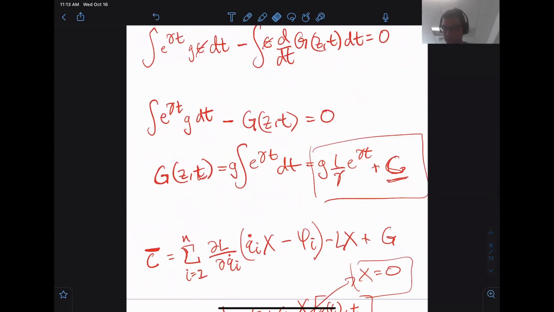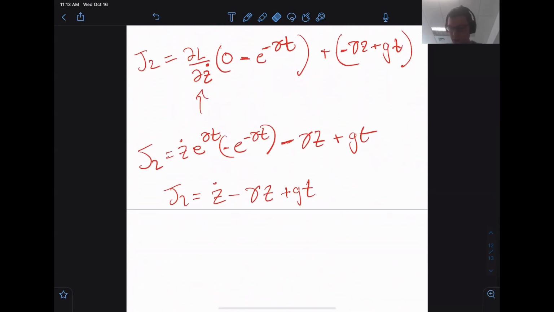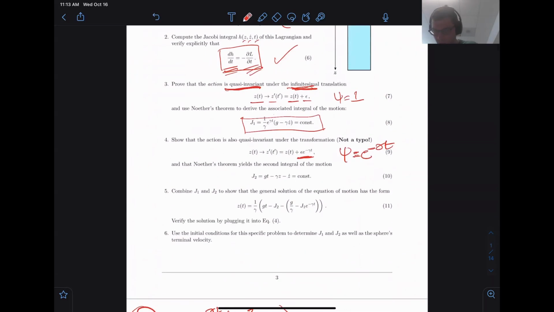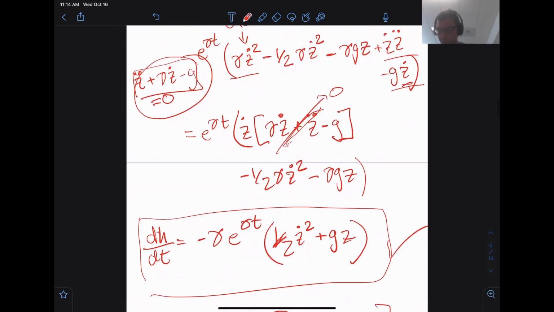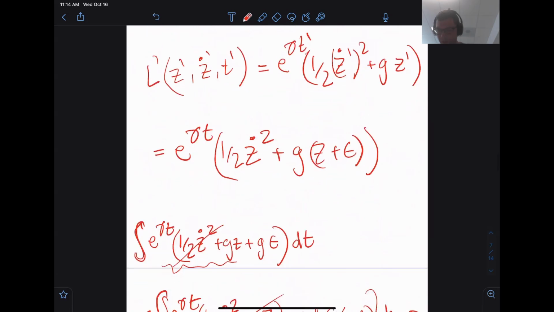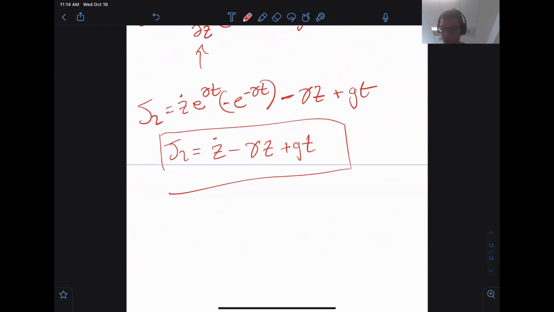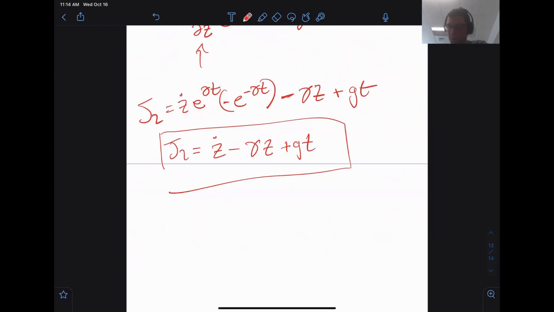And so this is the constant of motion we get for the second transformation. And there you go, they get the same thing. So, because I get the same answer as them, to me that confirms that you just ignore this term that we had earlier.